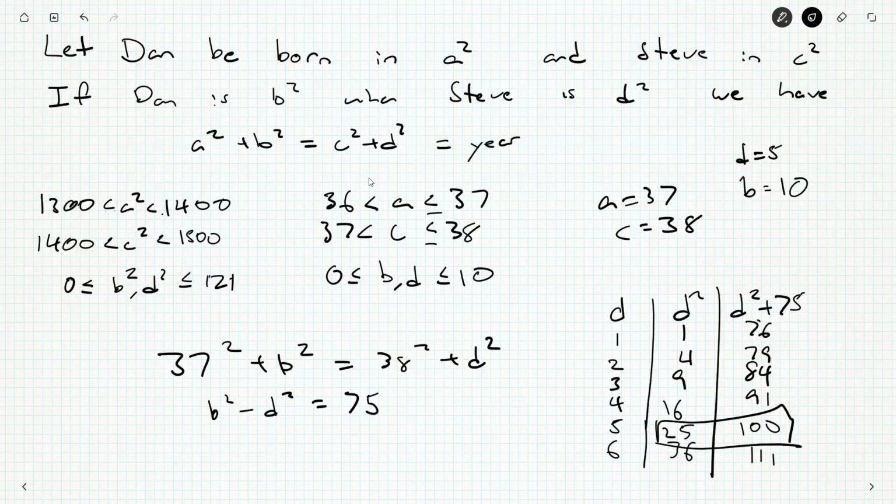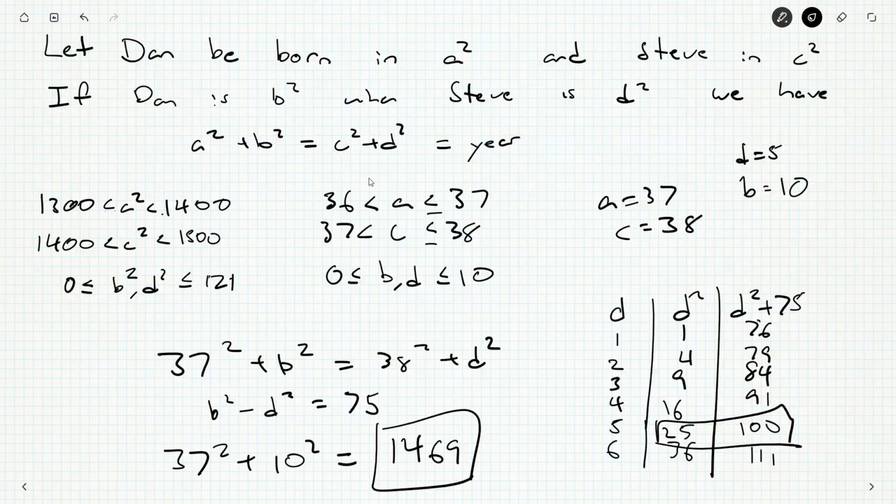So what does that actually tell us? Well, the year that we want is 37 squared plus 10 squared. That's 37 squared plus 100, and we get a year of 1469. Okay, and we could double check: 38 squared plus 5 squared is also going to be 1469. So that's the year, and that's what we were asked for.